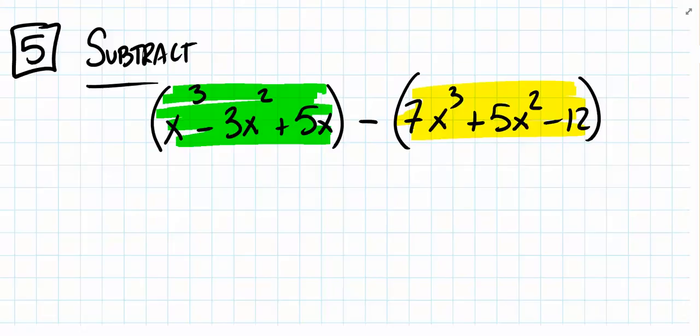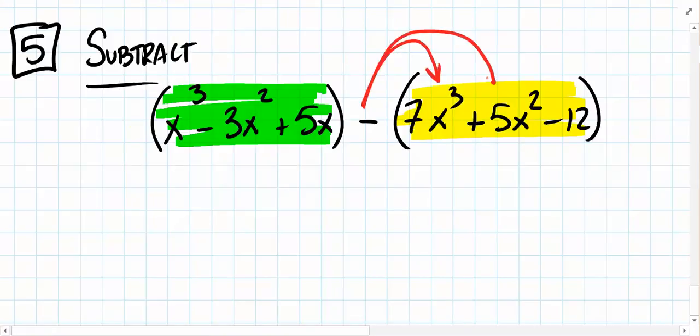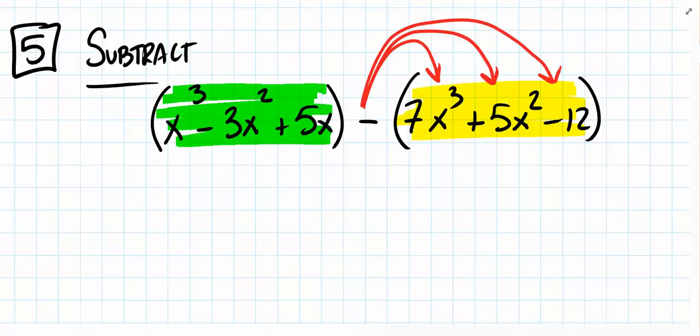Why is this important? Because you need to remember to distribute that minus sign to every single term in the yellow. If you don't, most people just subtract off a 7x cubed, forget about the other two terms, and mess up the whole problem. So what I would suggest is you write this out in two ways. The book will tell you to do things vertically. So if I was going to do this vertically, here's what it would look like.